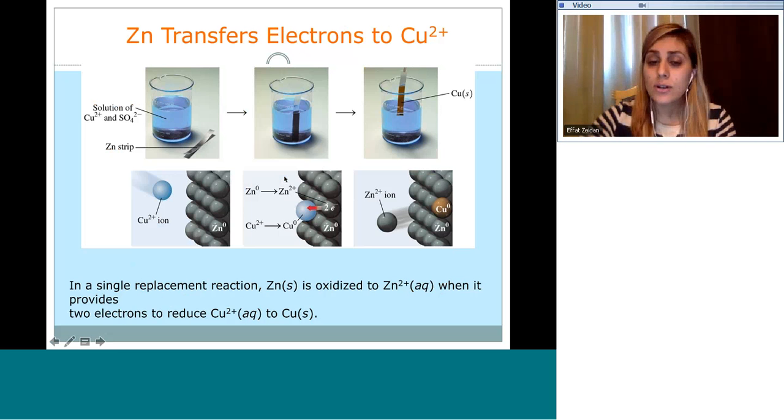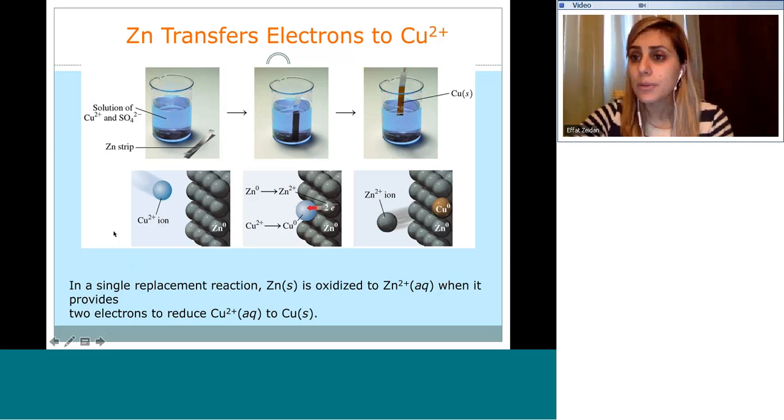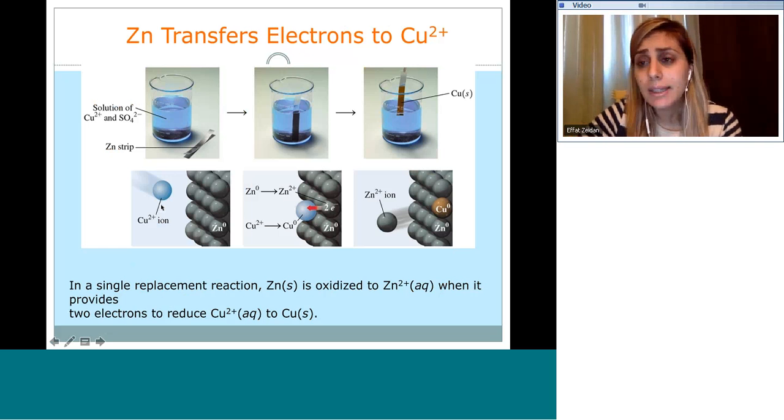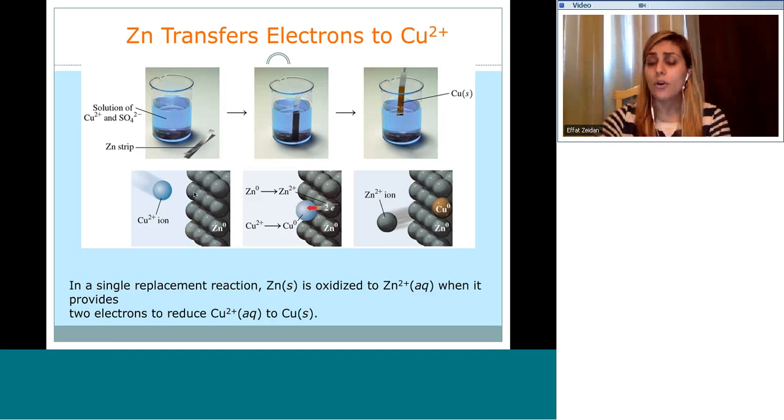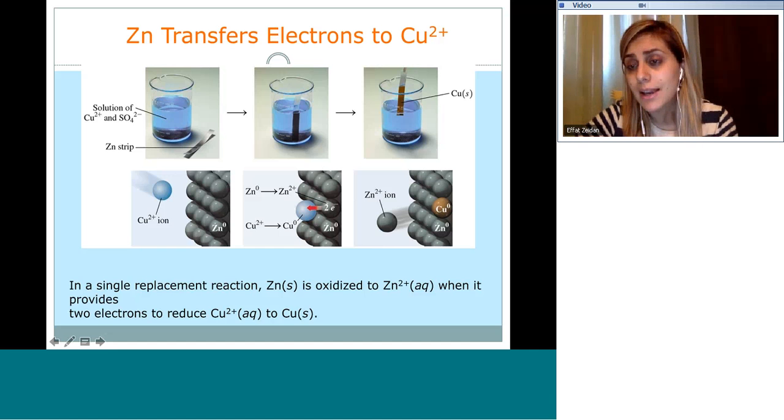Zinc transfers electrons to copper. Remember when we saw this example in the previous lecture? So we have zinc solid, which has the ability to give out 2 electrons. If it's losing electrons, it's being oxidized. And then copper, which is in solution, is gaining electrons. Copper 2+ is gaining electrons. It's in solution, so it's liquid, it's an ionic form. It gains those 2 electrons and it turns into a solid which deposits on this layer, and this is what it looks like. And this is how rust occurs as well.